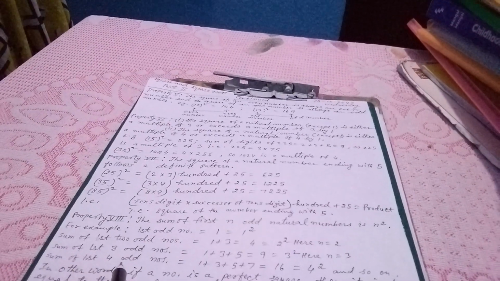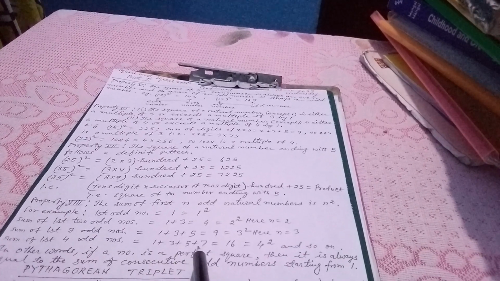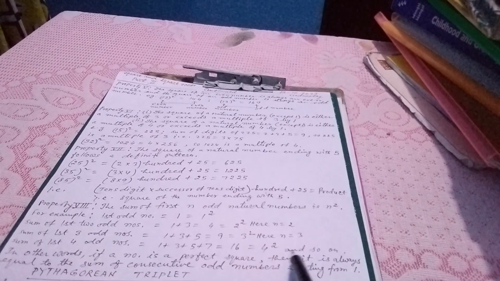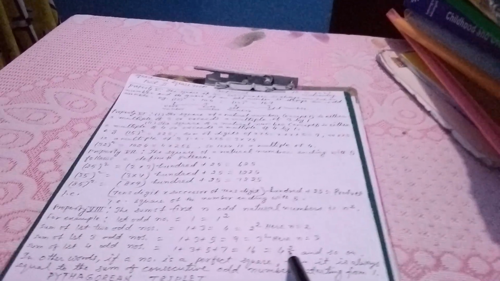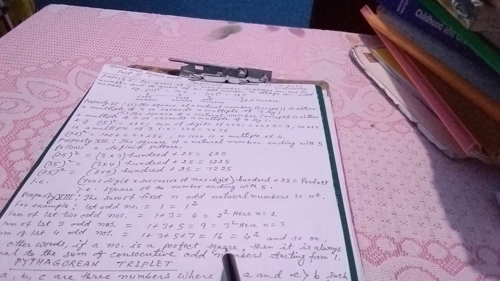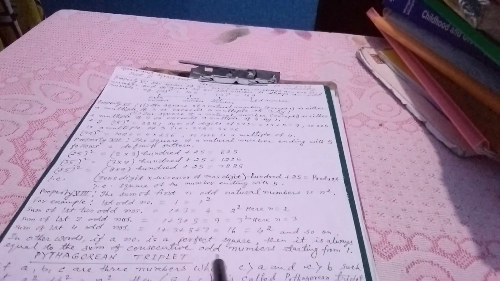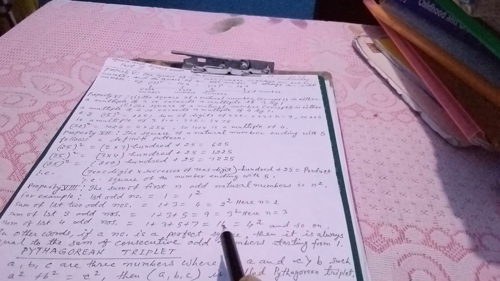The sum of first four odd numbers equals 1 plus 3 plus 5 plus 7 equals 16. That is equal to 4 square. So here n is 4 and so on. In other words, if a number is a perfect square, then it is always equal to the sum of consecutive odd numbers starting from 1. So it is for odd numbers.